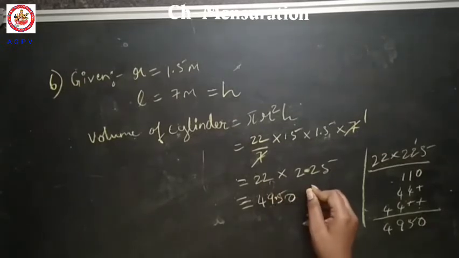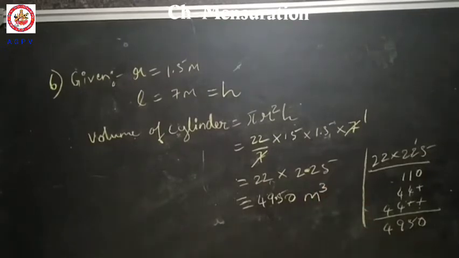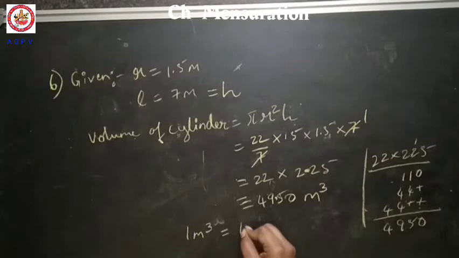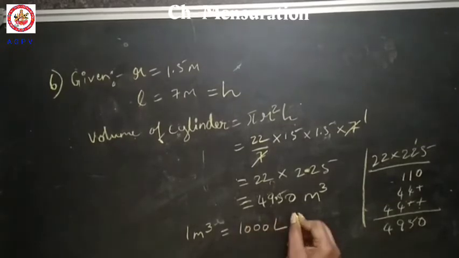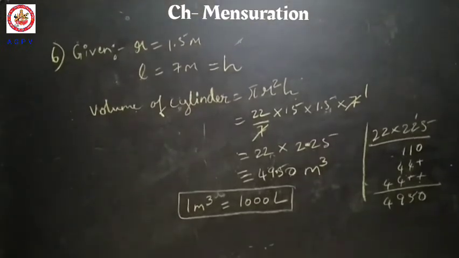So volume in meter cube. So in the question, they asked to find the quantity of the milk in liters. Okay, here it is in meters cube. We have to find out this one in liters. Okay, 1 meter cube is nothing but, which is equal to 1000 liters. Okay, this 1 meter cube is nothing but 1000 liters.